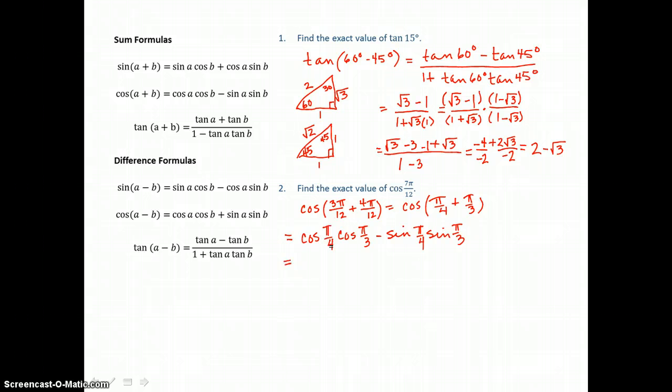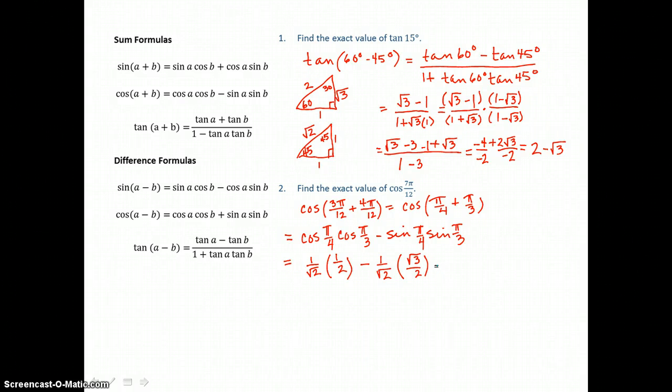The cosine of pi over 4 is a 45 degree angle, so if I go up above and apply the definition of cosine, adjacent over hypotenuse, I get 1 over the square root of 2. And pi over 3 is a 60 degree angle, so I'll go up above and apply the definition of cosine again, adjacent over hypotenuse, and get 1/2. Then sine of a 45 degree angle, opposite over hypotenuse, is going to give me 1 over the square root of 2. And the sine of pi over 3, or 60 degrees, opposite over hypotenuse, is the square root of 3 over 2.